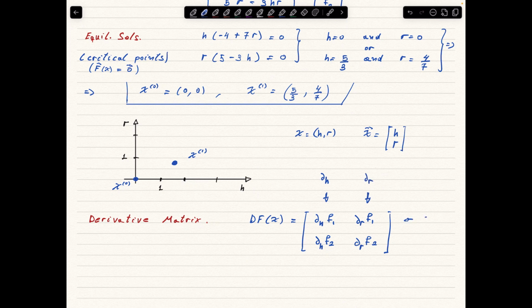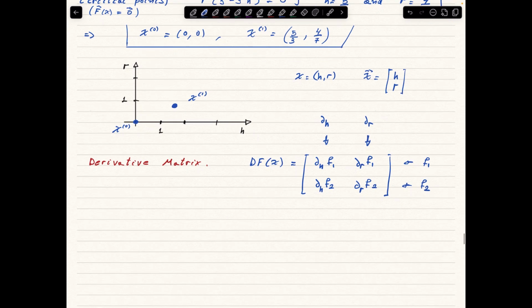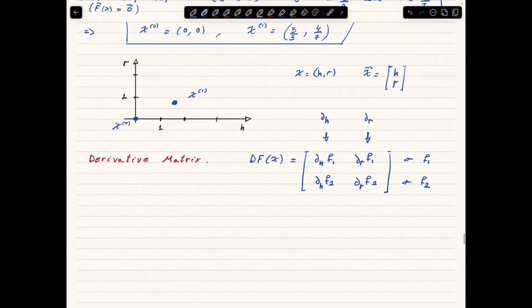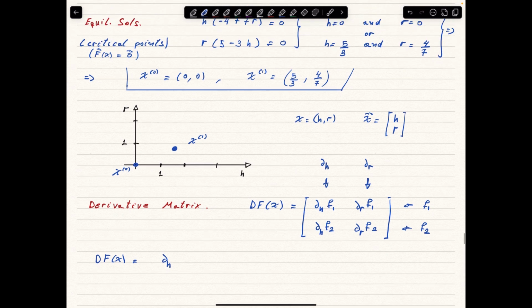In the first row, we put f1. In the second row, we put f2. Very easy. Okay, let's do the calculation. So let's put the derivative matrix here. And what do we need to do? We need to do the derivative with respect to h of f1.